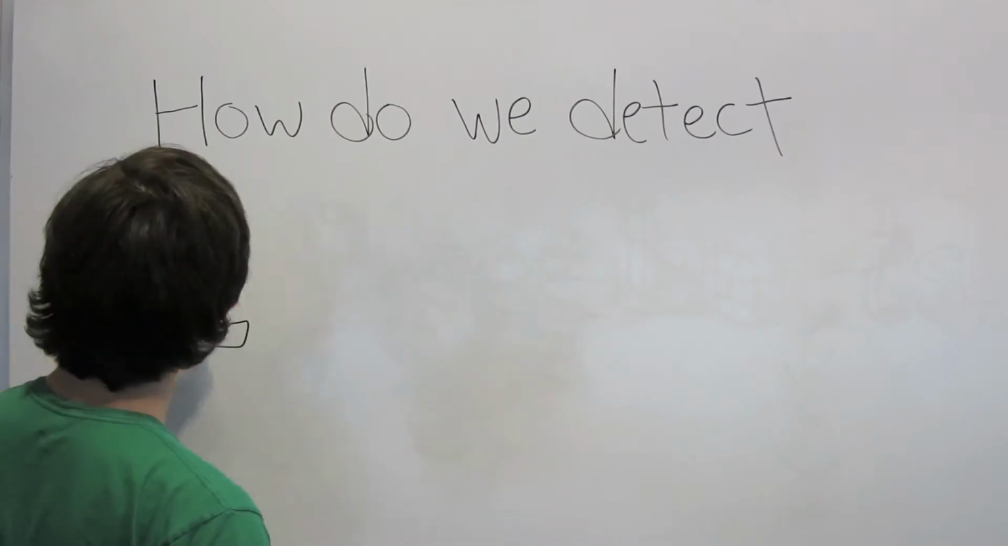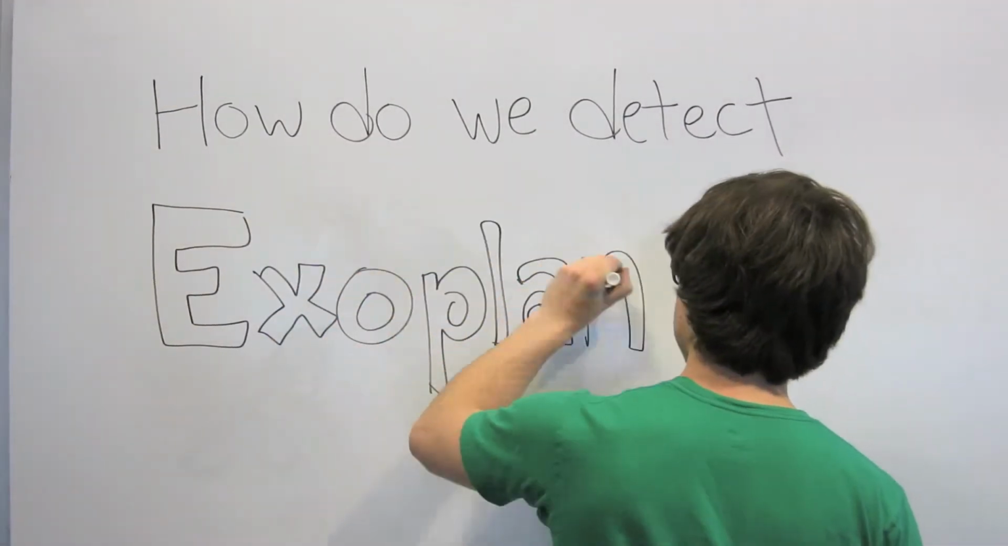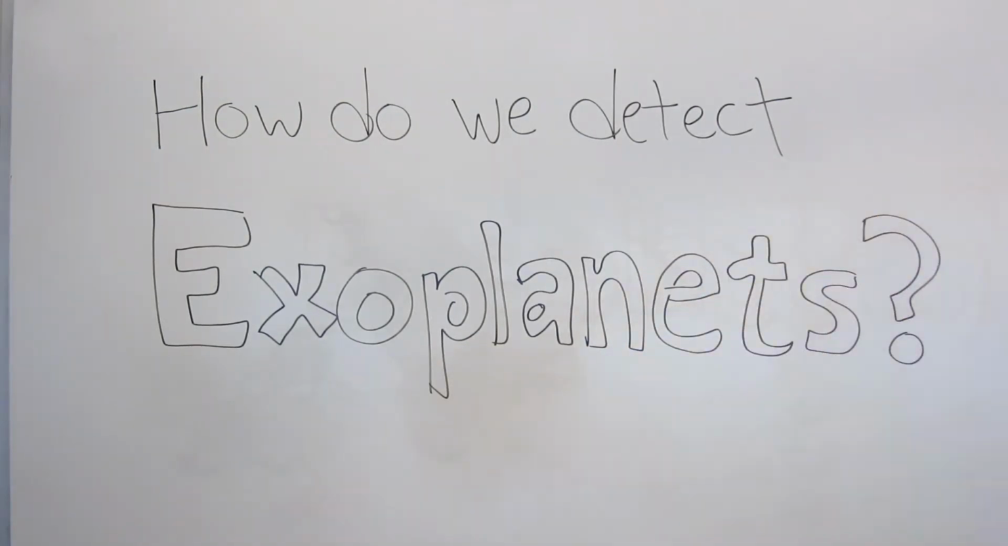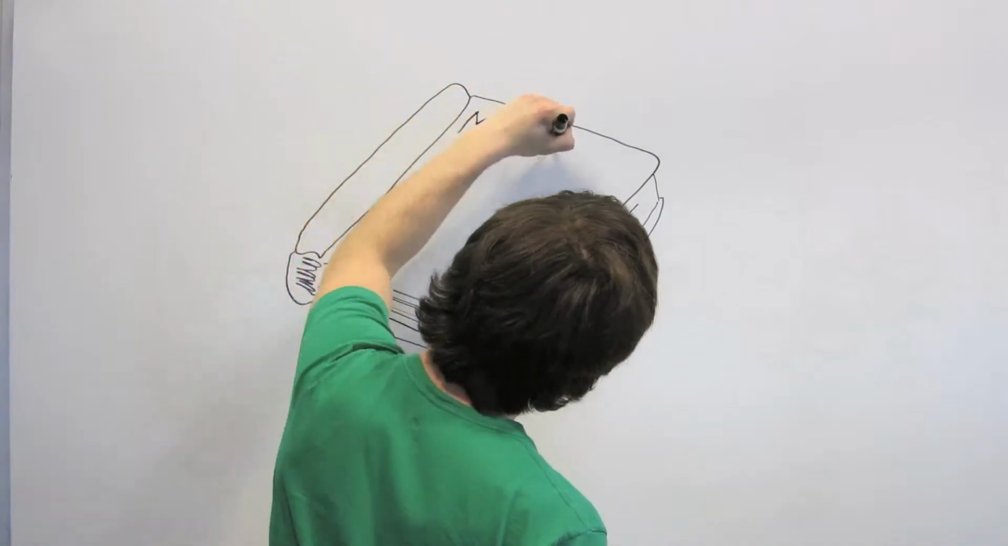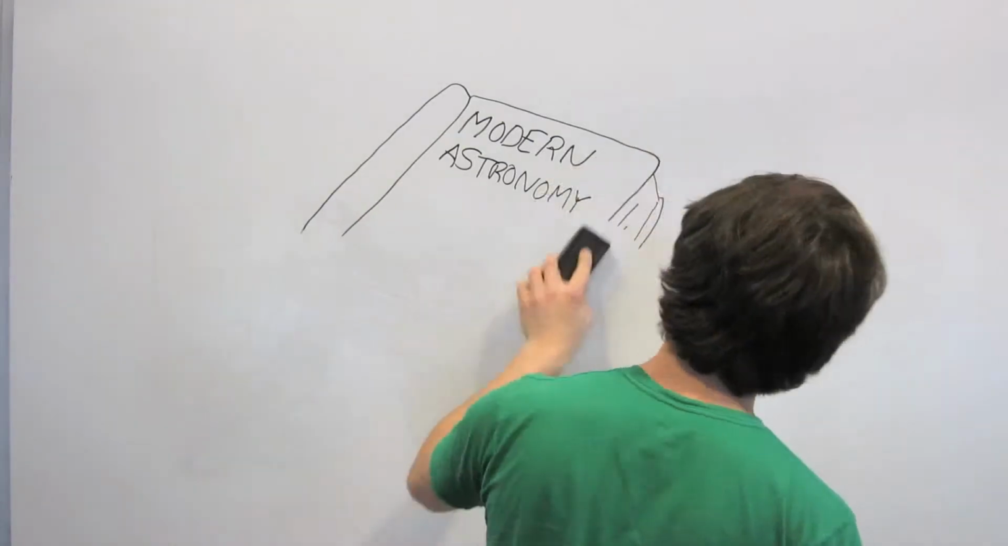Ever wonder how astronomers detect planets in other solar systems? In modern astronomy, one of the most exciting developments of the last few years has been the discovery of exoplanets, planets that orbit stars other than our Sun light years away.